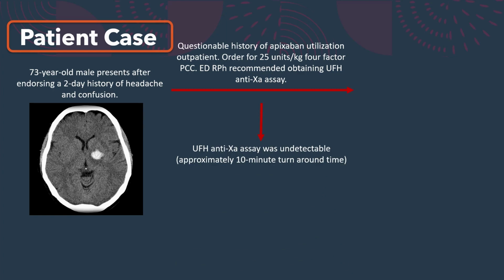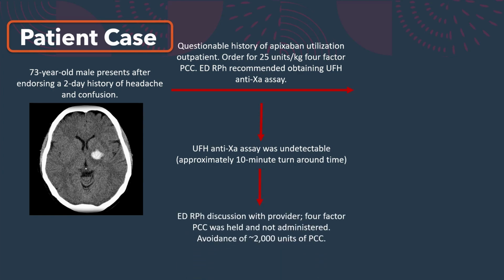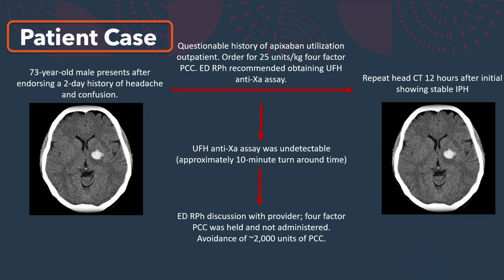And after discussion, we held the 4-factor PCC, which was approximately 2,000 units, or 4 vials of the 500 units. We got a repeat head CT 12 hours later, and it showed a stable intraparenchymal hemorrhage there.